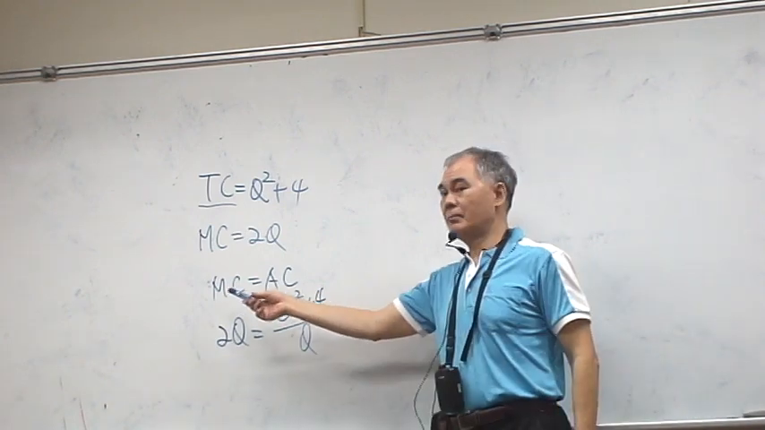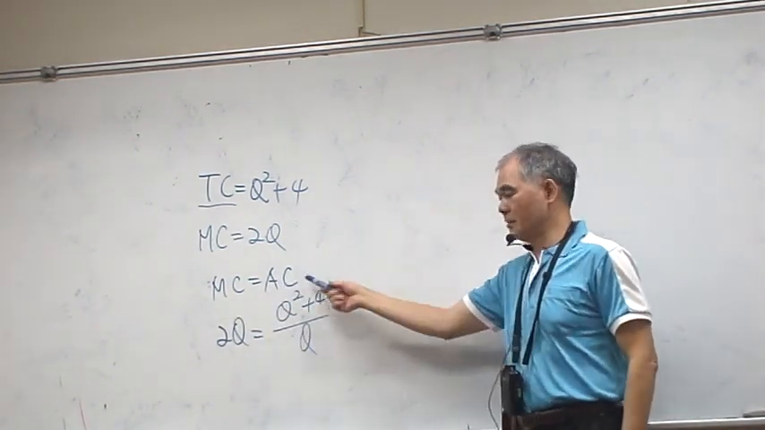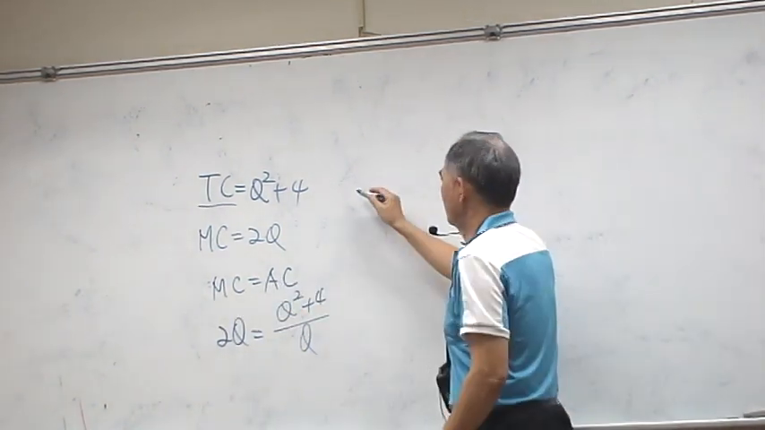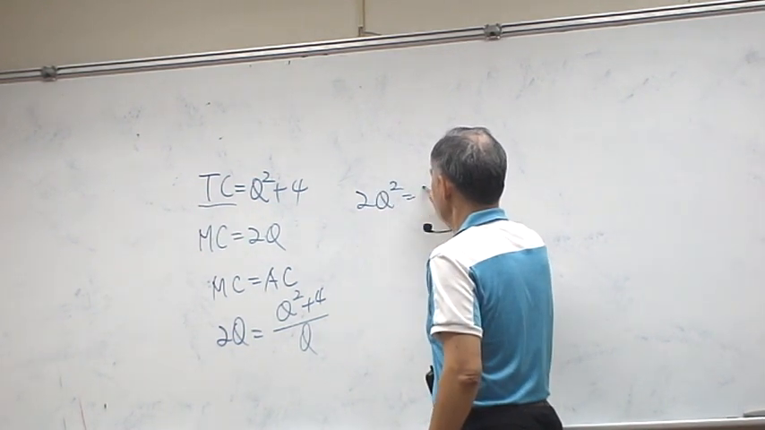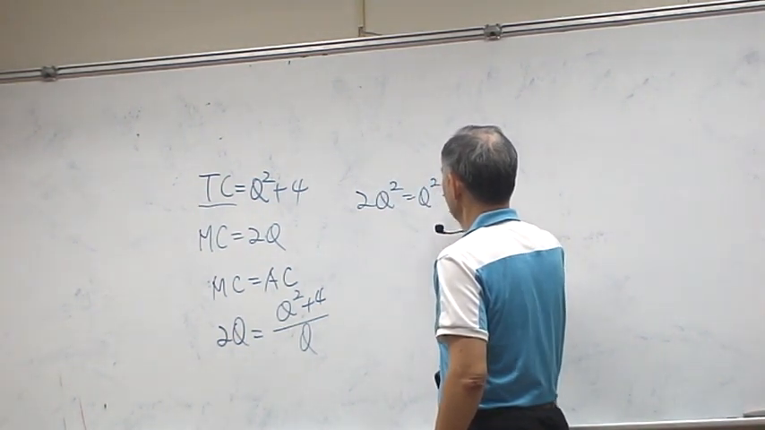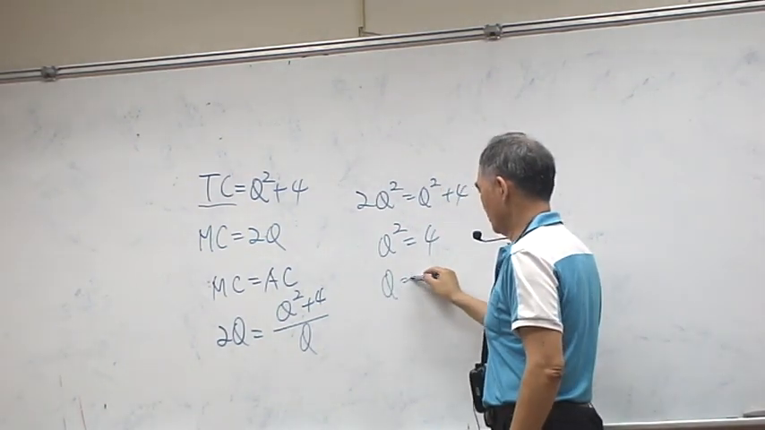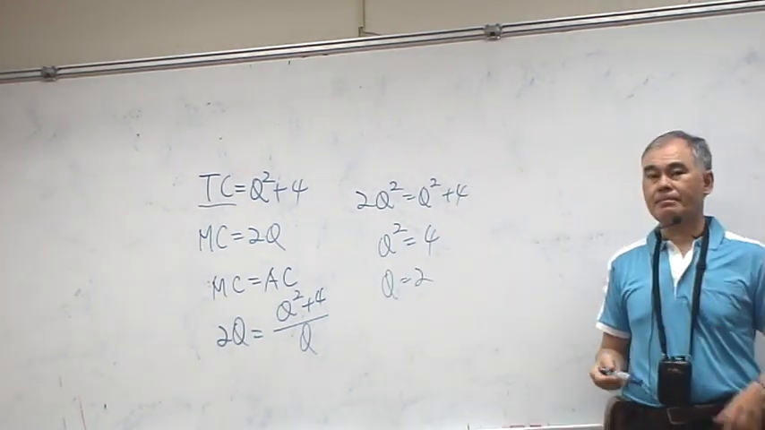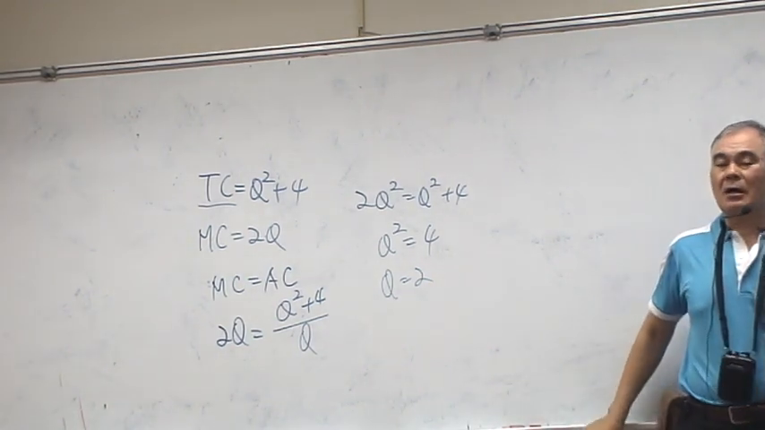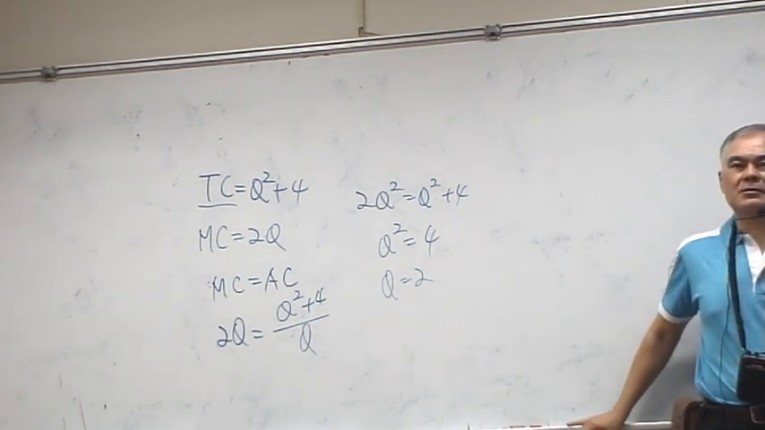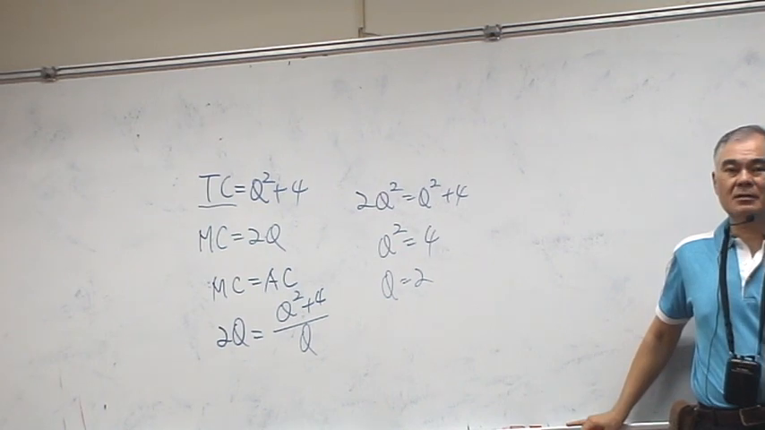So here you have MC, and here you have AC. So 2Q squared is equal to Q squared plus 4. So Q squared is equal to 4. So Q is equal to 2. Okay? So it's easy. As for the diagram, please draw on your own. It is a little bit complicated.